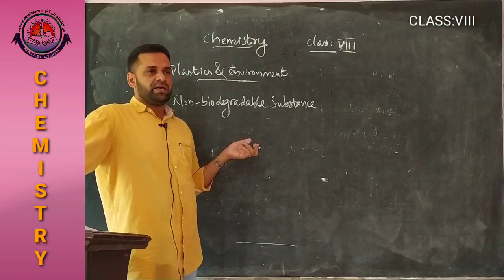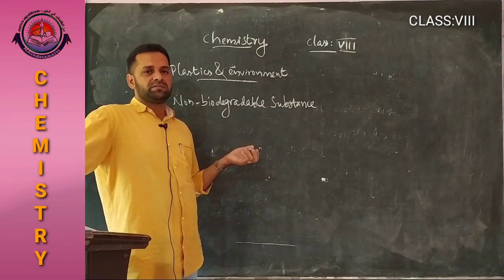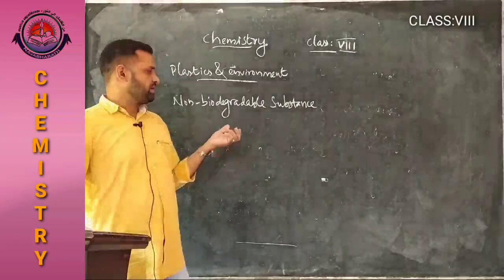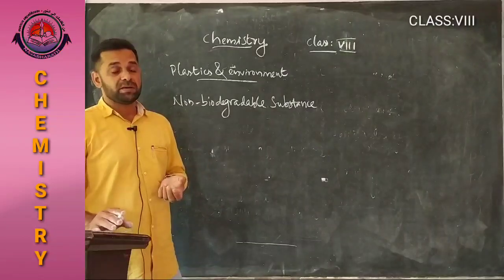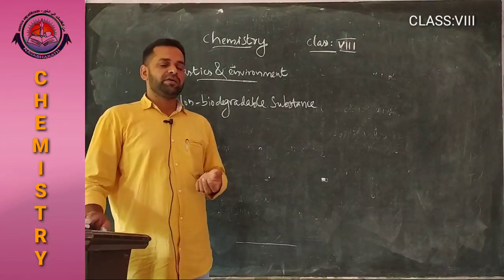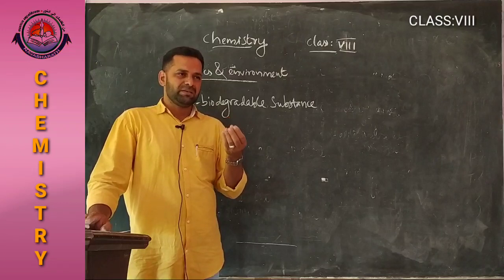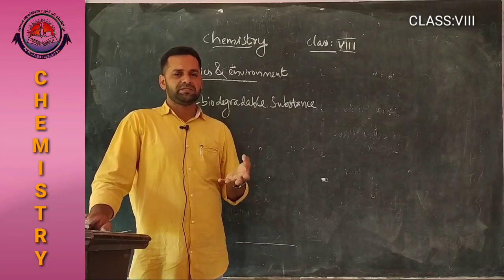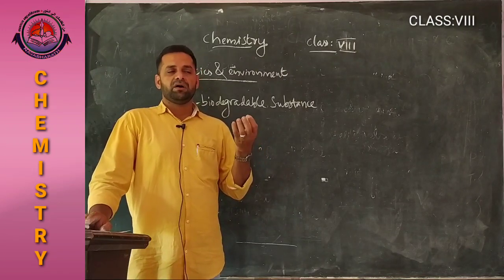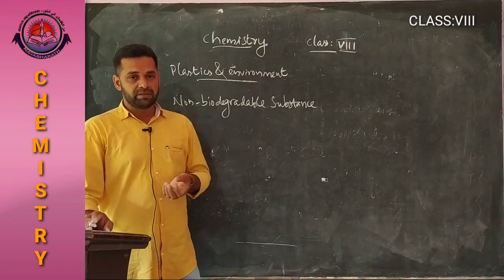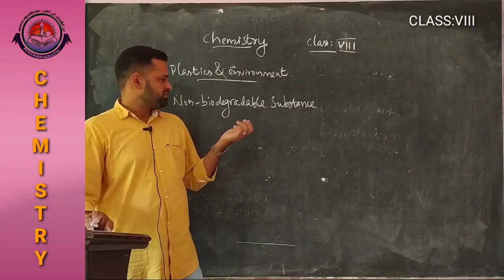Animal waste, then peels of vegetables, leftover food, etc. All those things are biodegradable substances. We can break them into simple harmless substances by the action of microorganisms like bacteria, isn't it? So that's why they are degradable.